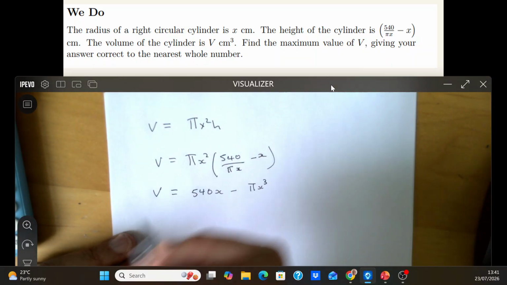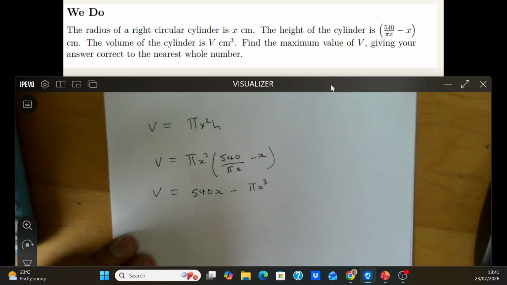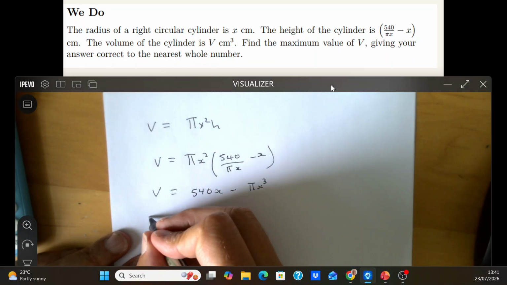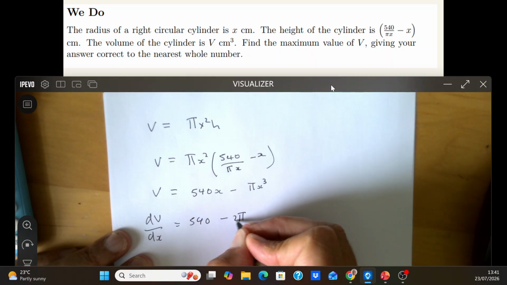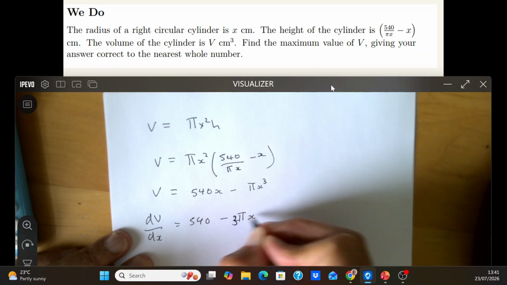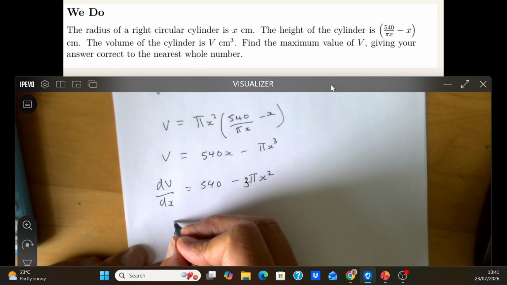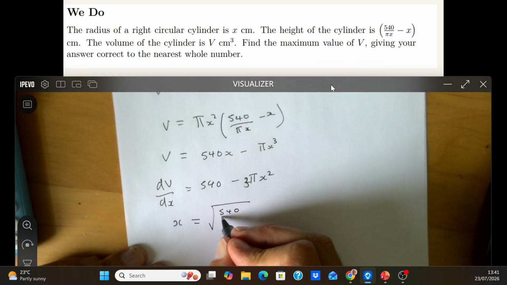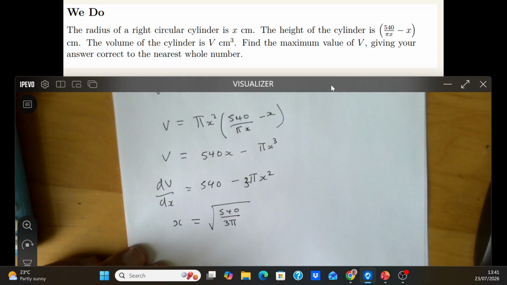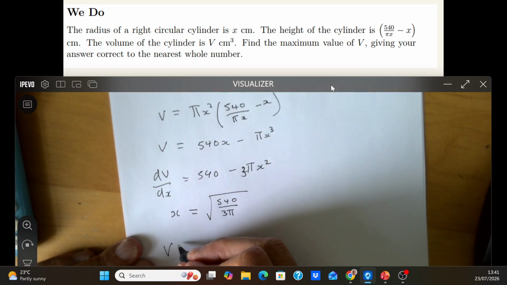What am I going to do now? Because it's a maximum. Correct. Differentiate. You differentiate it. Done that. Now what do I need to do? Work out what x is. You do that now. You should have got... press pause if you're not going to. You've got that. Now what you need to do with that is substitute it back into my volume.